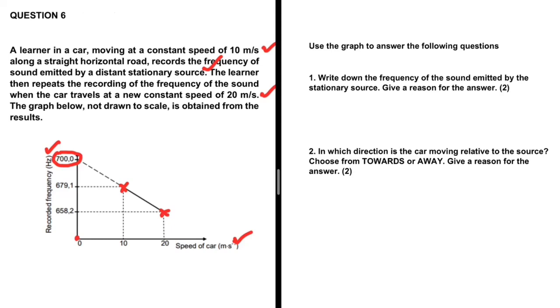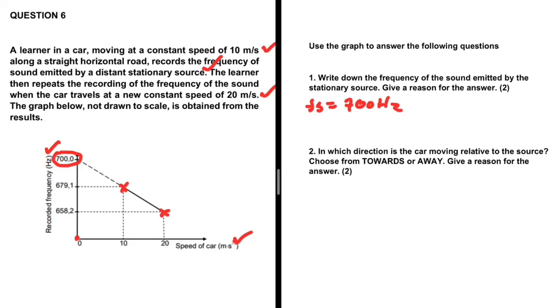Write down the frequency of the sound emitted by the stationary source. Give a reason for the answer. Well, we have talked about that. We know that the frequency emitted by the source is 700 hertz. And why do we say that the frequency emitted by the source is 700 hertz?